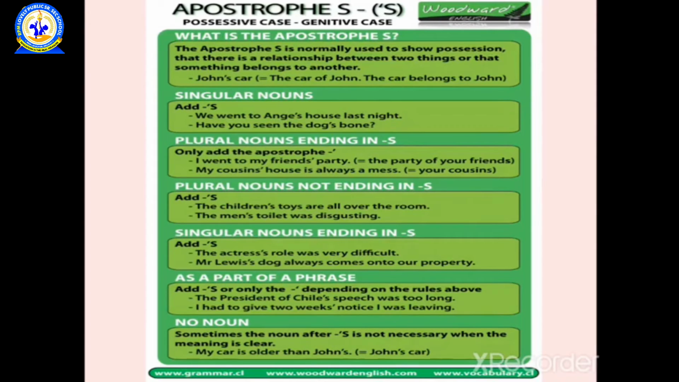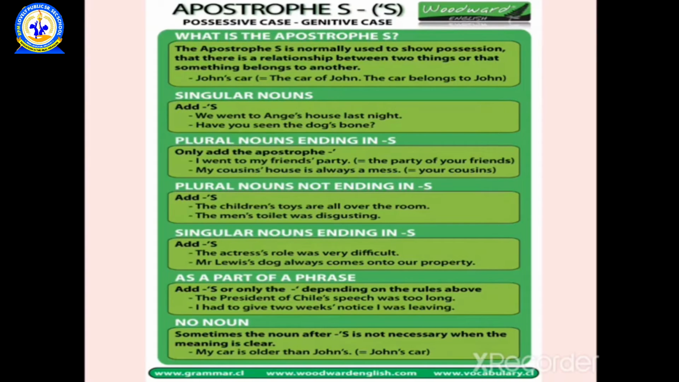Now in the singular nouns, we add apostrophe S. For example, we went to Angel's house last night. Have you seen the dog's bone? Now in plural nouns that end in S, we only put an apostrophe. Like for example, I went to my friends' party. My cousins' house is always a mess. So here we have only added an apostrophe because the plural nouns are ending in S.